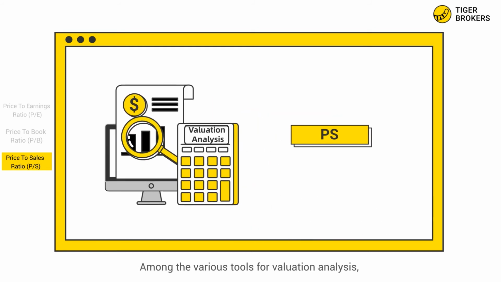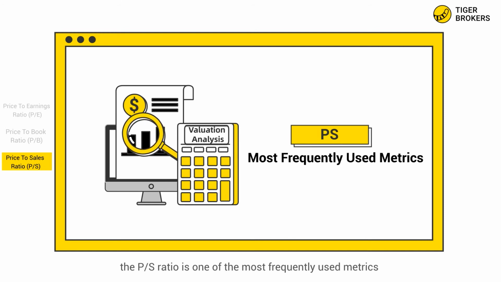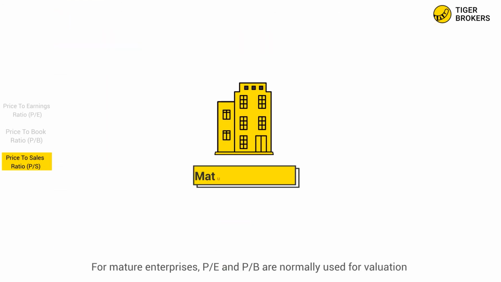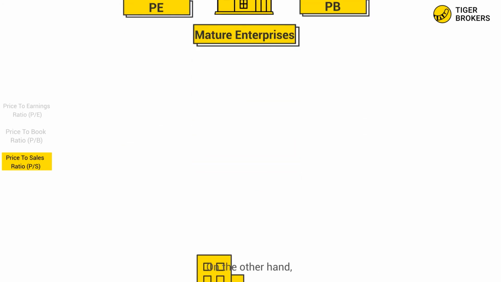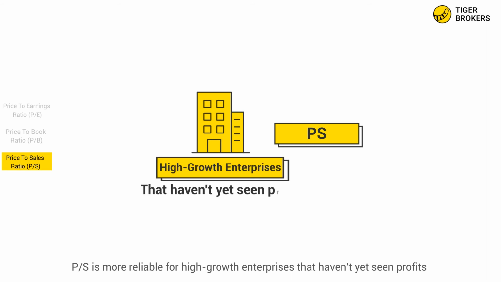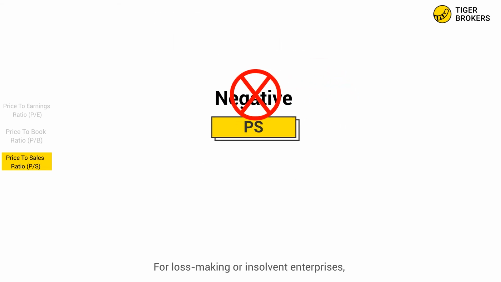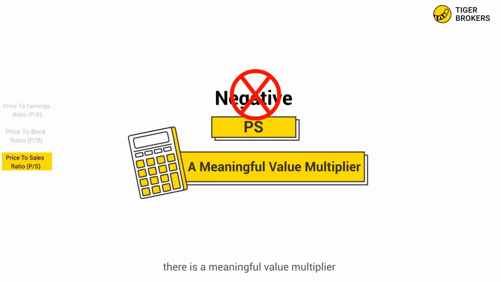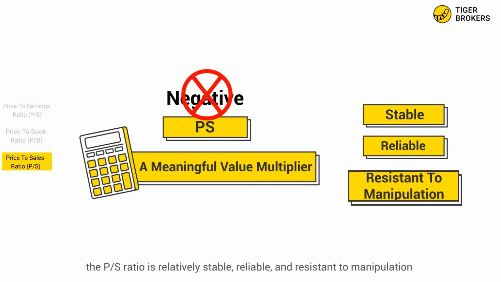Among the various tools of valuation analysis, the PS ratio is one of the most frequently used metrics. For mature enterprises, PE and PB are normally used for valuation. On the other hand, PS is more reliable for high-growth enterprises that haven't yet seen profits. The PS ratio will not be negative. For loss-making or insolvent enterprises, there is a meaningful value multiplier. At the same time, the PS ratio is relatively stable, reliable, and resistant to manipulation.